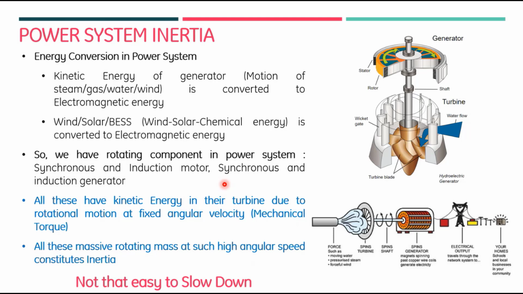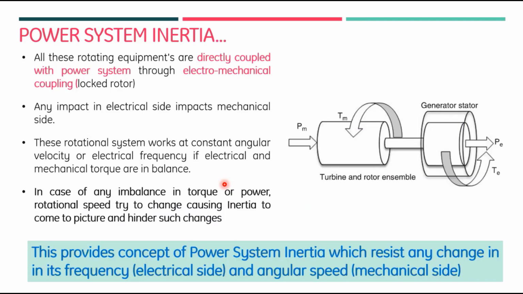And if so much mass is running at some constant angular speed, it's a mechanical speed and the mass is there, so very high inertia will be there. So it is not very easy to slow things down when things are changing on the electrical side. And it is not that easy to change the speed on the mechanical side. It will take a lot of effort. And that effort, that challenge, the response that we see, we call it an inertial response in the system.